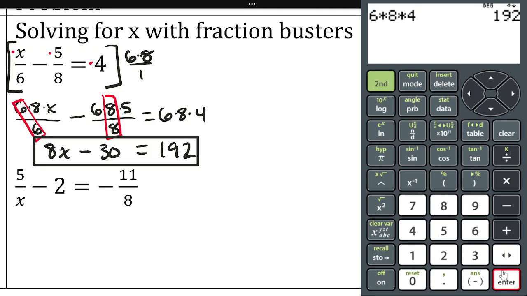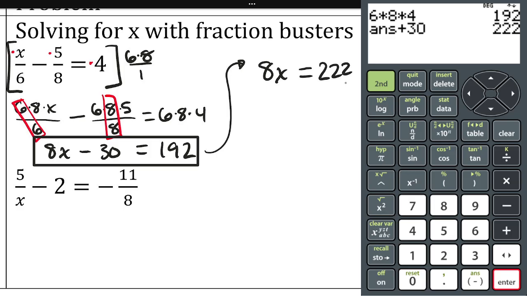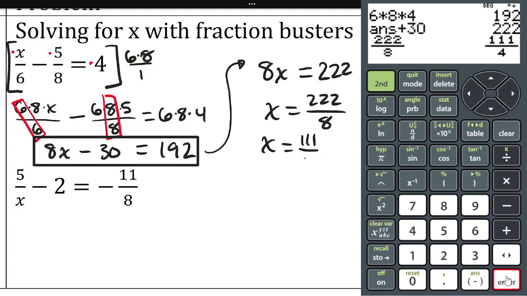I'm going to add 30 to both sides. So you see I've got the 192. On each side of this equation, I'm going to add the number 30. When I add 30 to the left-hand side, it's going to become 8x. And when I add 30 to the right-hand side, it's going to become 30 more than 192. It's going to become 222. So it looks like my answer is x is equal to 222 over the number 8. If I look at that as a fraction, 222 over 8, apparently it reduces. x is 111 over the number 4.